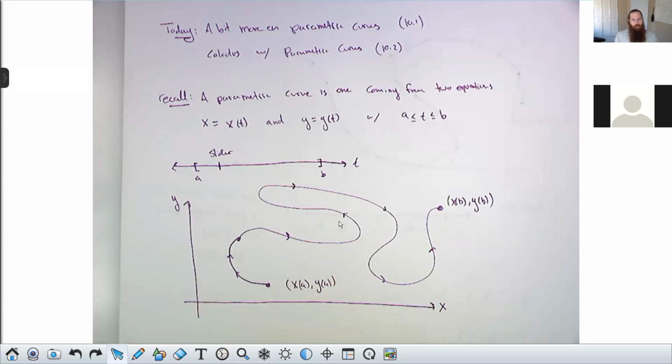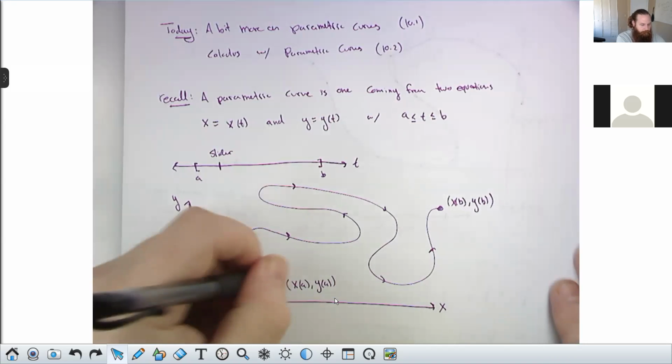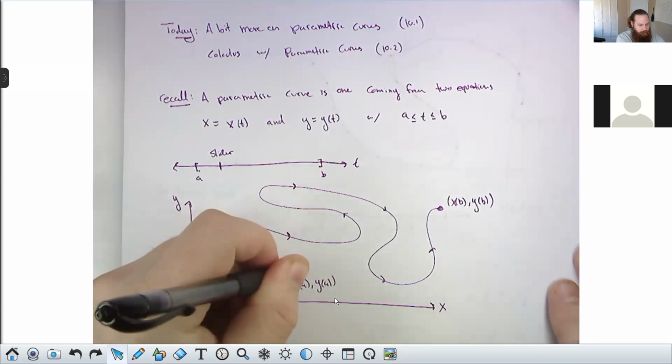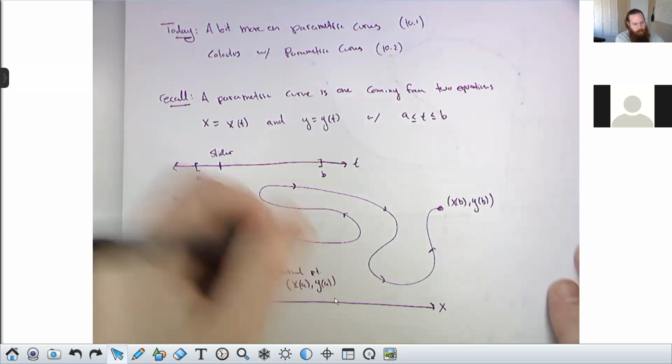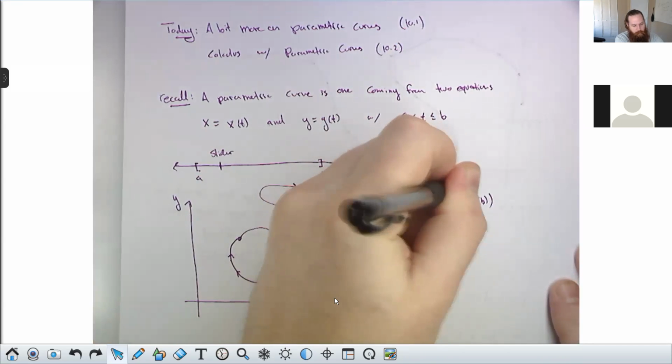The arrows indicate what we call orientation. These curves can be walked forward to backwards or backward to forwards. The point where you start over here is called the initial point. The point where you end over here is called the terminal point.